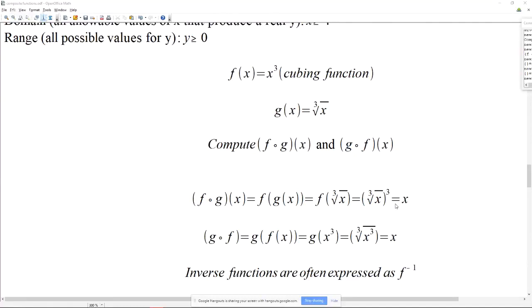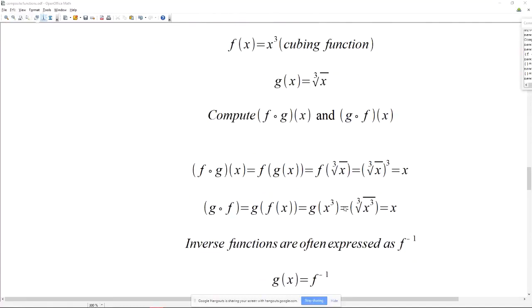So if I take the composite g of f, it's the same thing. I'm just taking f of x, which is x cubed, and sticking it in here. So now I take x cubed when I'm taking the g of it. Now my function is g. Well, what is my g function? My g function is the cube root of that. So what happens when I take the cube root of x cubed? Again, they go away. I'm left with x.